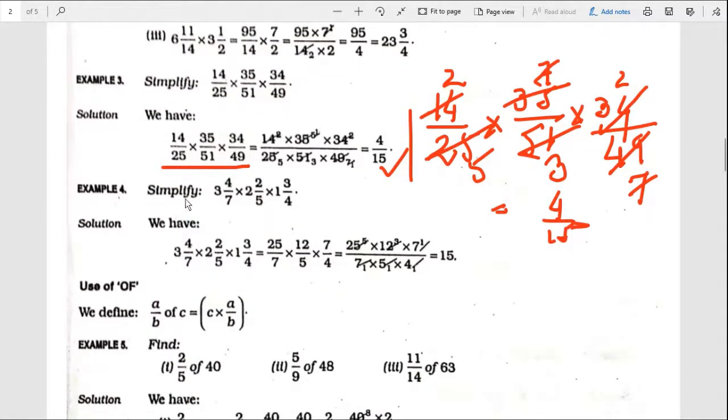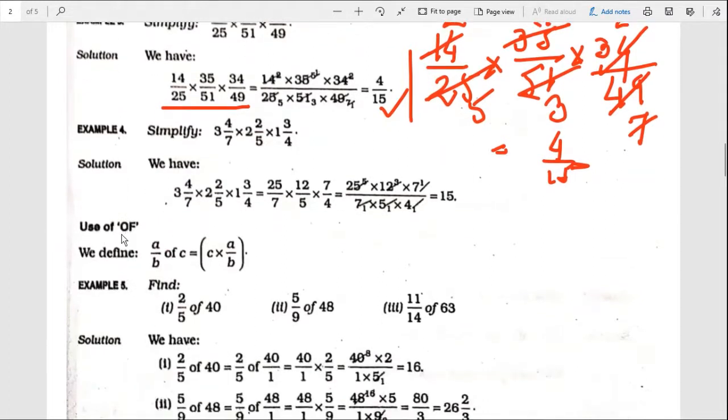In question number 4, the simplification is the same. The given mixed fraction will change into an improper fraction, and after that you have to simplify it. Use of: here the meaning of 'of' is multiplication. We define a by b of c is equal to c into a by b.